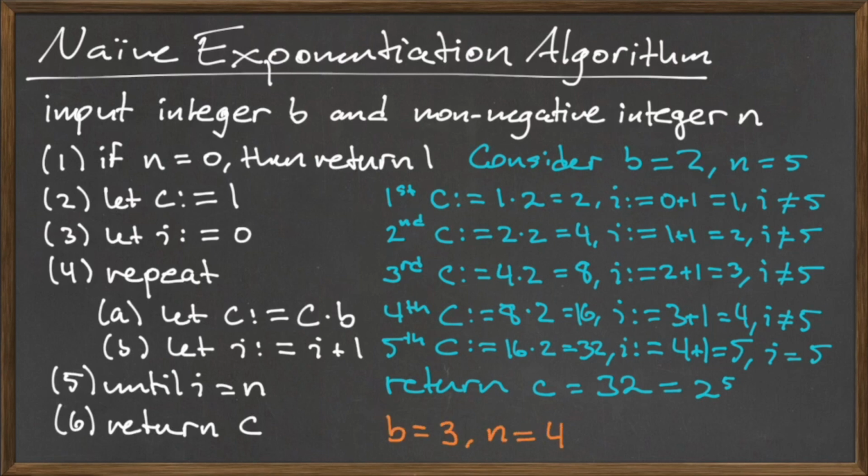Try running this algorithm again with the inputs b equals 3 and n equals 4. Be sure to track each variable and their values carefully. For the inputs b equals 3 and n equals 4, this algorithm returns the value c equals 81, which is 3 to the 4th power.